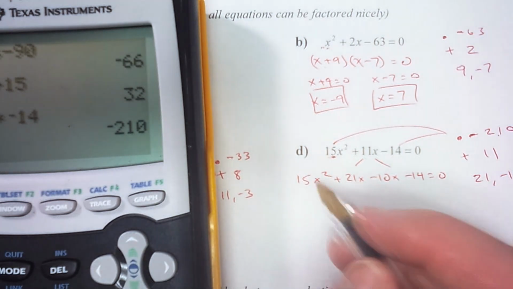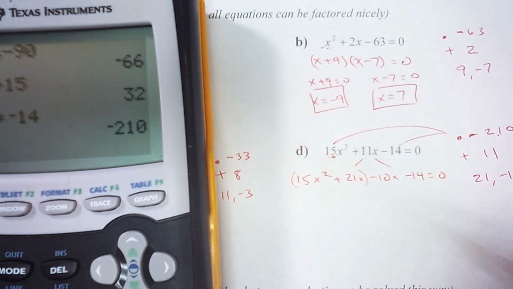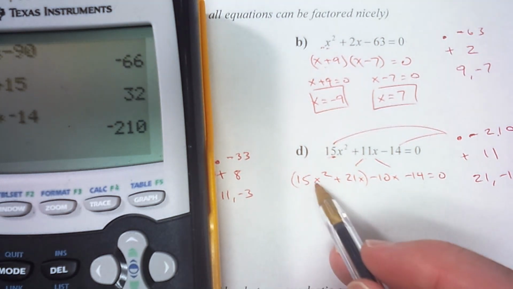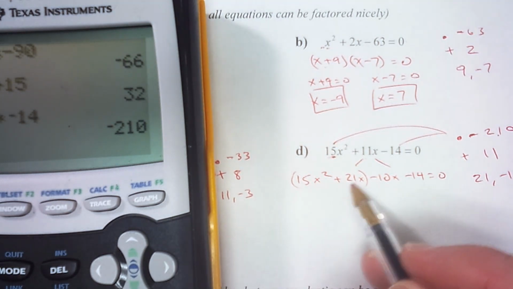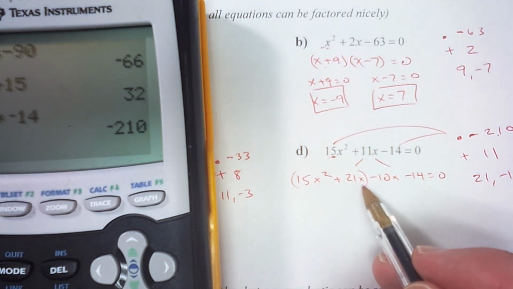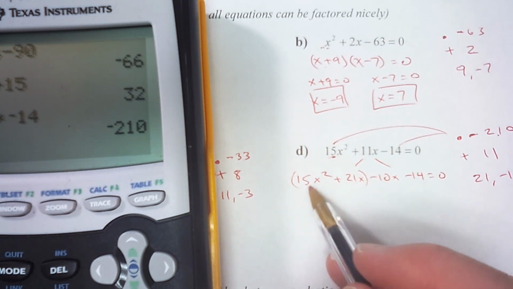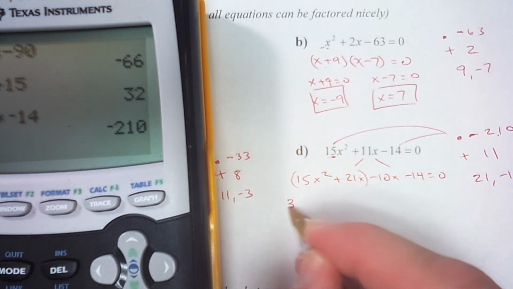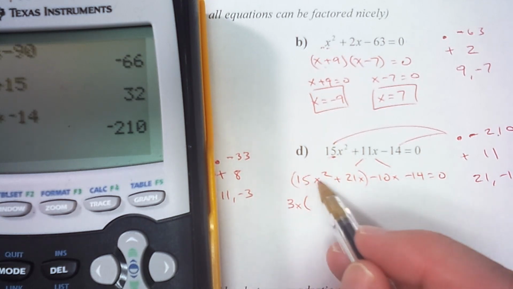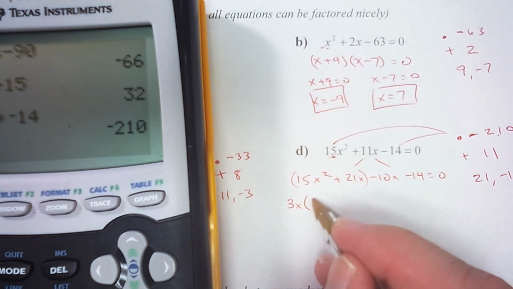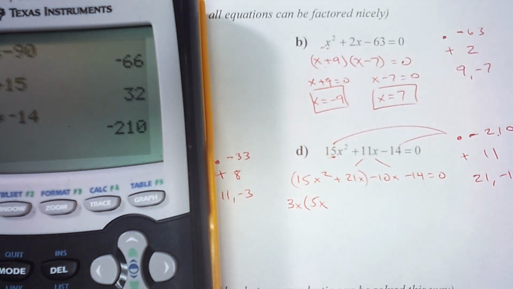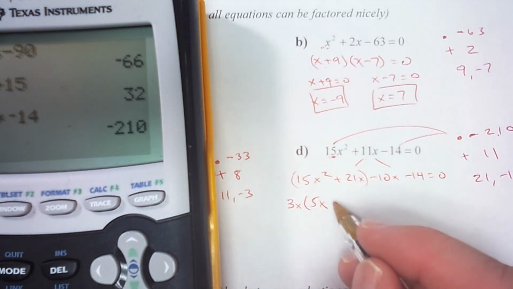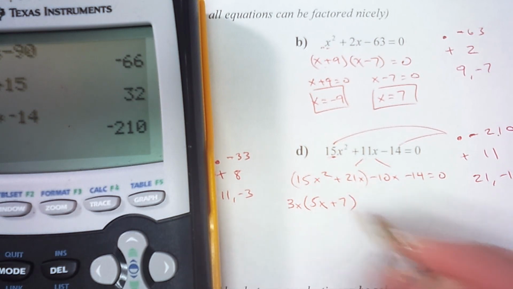And now I'm going to factor by grouping. So I'm going to take this first set of terms here, these first two terms, and see what I can factor out. And I believe I can factor out a 3x out of these two terms. Okay, so a 3 and an x. So when I divide 15x squared by 3x, I'll have 5x. And 21x divided by 3x is 7.